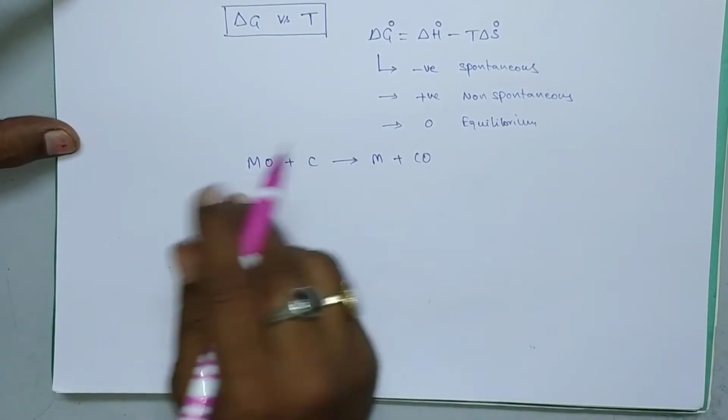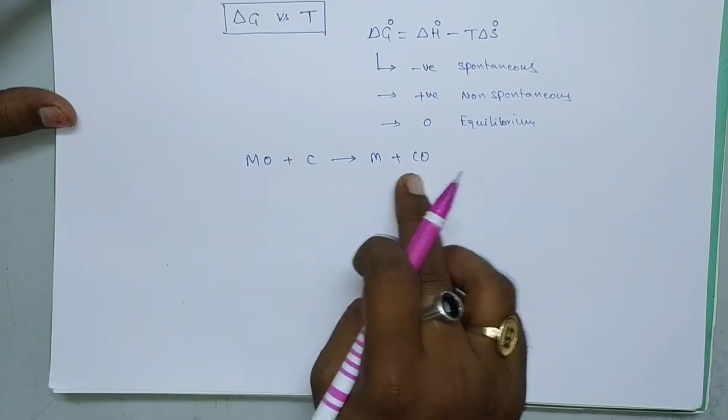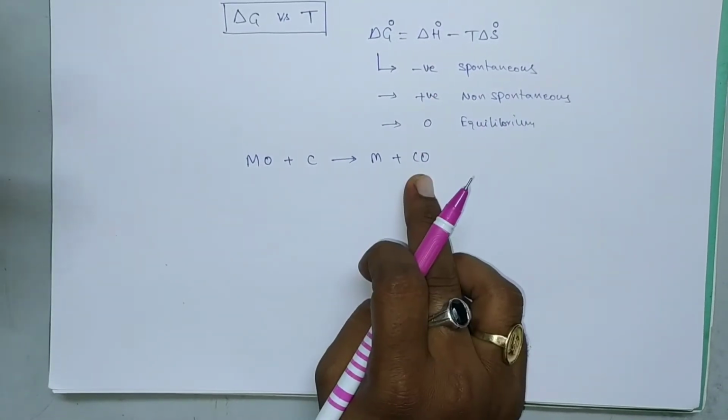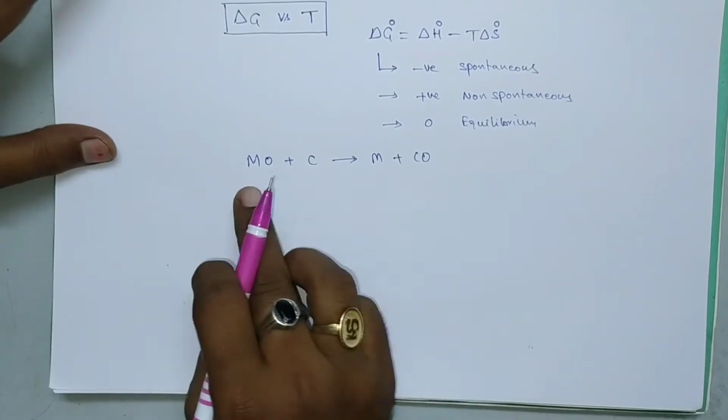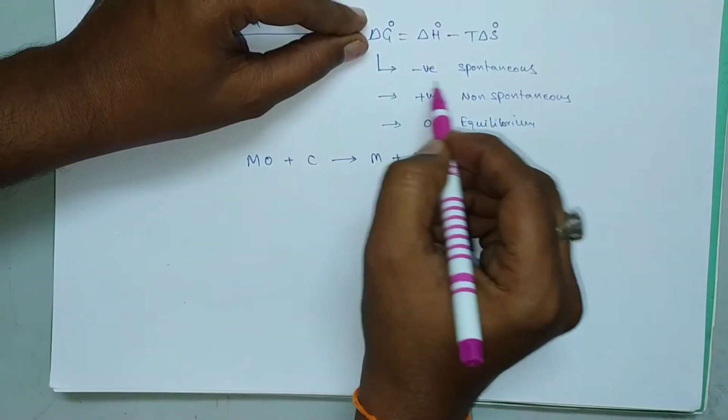Let us check whether the reaction is spontaneous or not. We have to check whether the given reaction is spontaneous or not. This reaction is spontaneous whenever the Gibbs free energy change is negative.